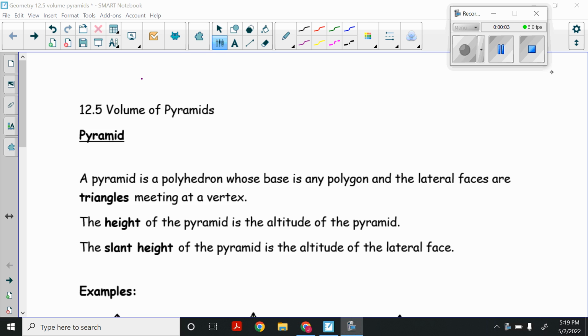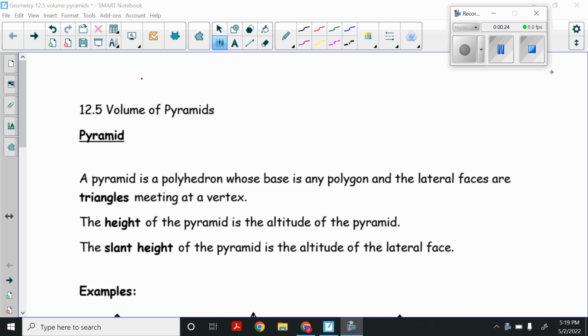So today in geometry, we are looking at section 12.5, the volume of pyramids. So first, let's remind ourselves of what is a pyramid. A pyramid is a polyhedron whose base is any polygon and the lateral faces are triangles meeting at a vertex. And remember that if it's a regular pyramid, these lateral faces are isosceles triangles.